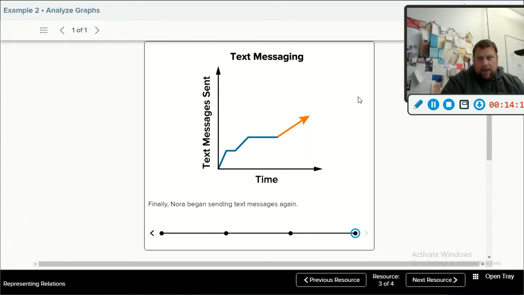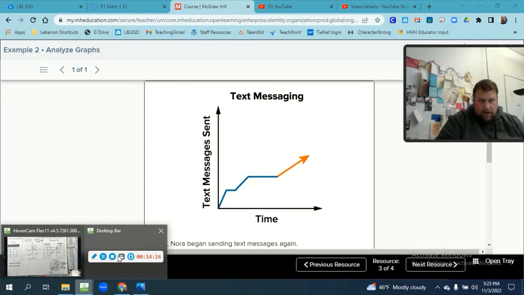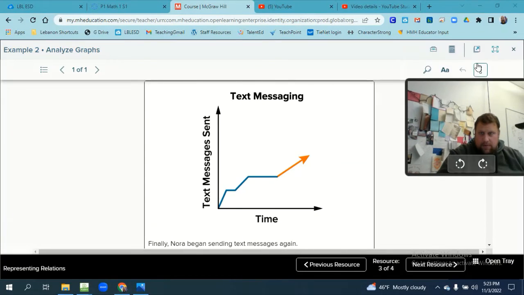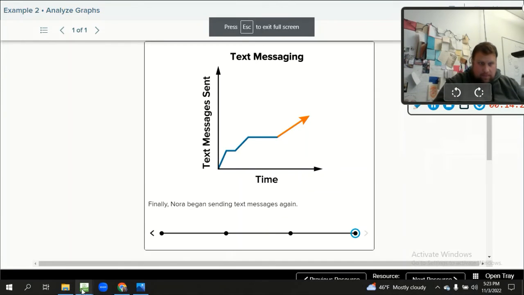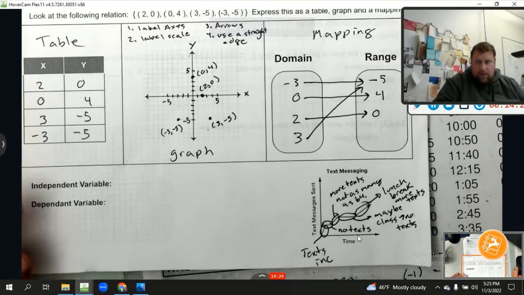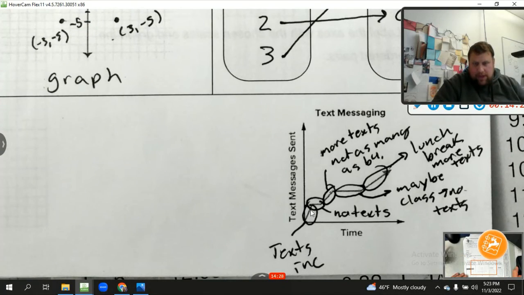And now let's go back and take a look at what I have going on here, guys. All right, I'm so sorry, that can stay up. Notice, I'm just going to zoom in here. Right here, she's texting, no text right here. And then we circle where it starts going steeper again, more text, but again, it's not as steep as it was before, so not as many as before.